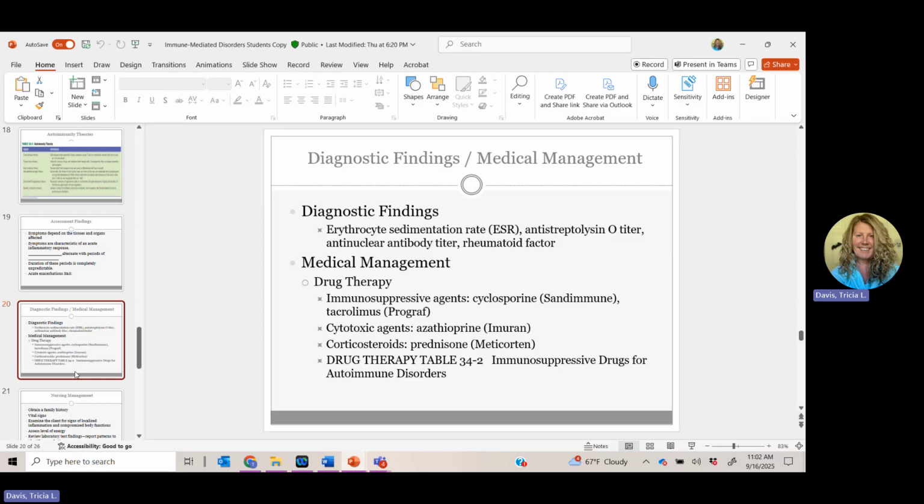So we've talked a lot about these immunosuppressive patients over the past several months, about how we always have to monitor them for infection because they're taking medications that suppress their immune response. So these are those patients that take these medications. We would give them medications that are going to calm down that immune system, because the immune system is not working properly. So we can give cyclosporine, which is a very common medication. We can give tacrolimus, which is Prograf. We can give cytotoxic agents, and we can give corticosteroids.